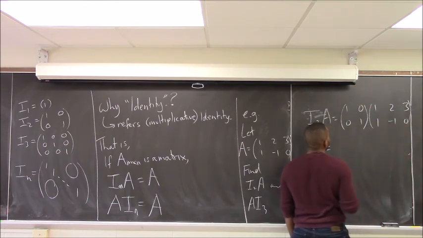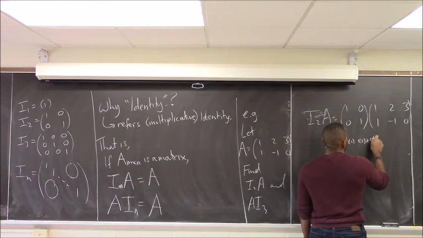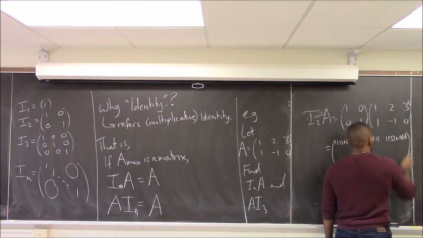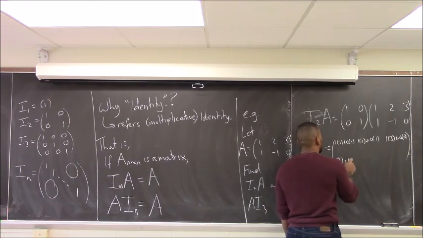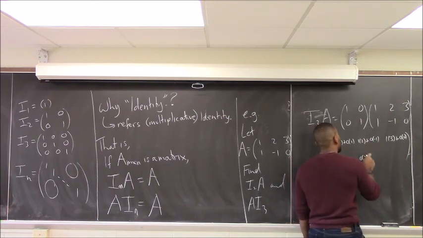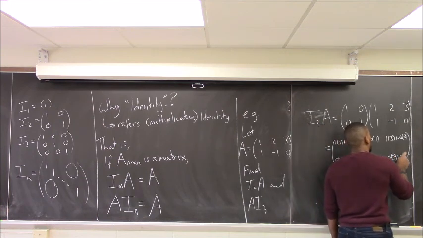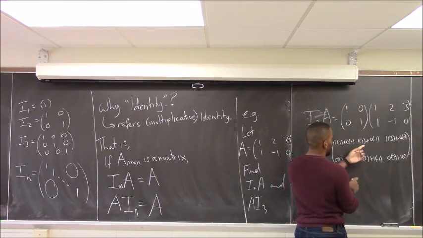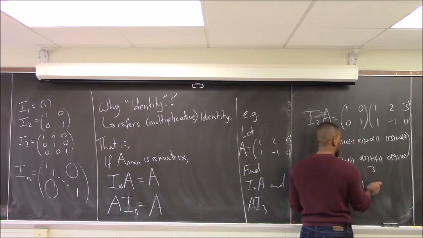Take row times column. You're going to get 1 times 1 plus 0 times 1. Row times column, you're going to get 1 times 2 plus 0 times minus 1. Row times column, 1 times 3 plus 0 times 0. Then you move on to the second row times column. 0 times 1 plus 1 times 1. Then 0 times 2 plus 1 times minus 1. Then 0 times 3 plus 1 times 0. You actually compute that. Here you're going to get a 1, here a 2, here a 3, here a 1, here a minus 1, and here a 0.